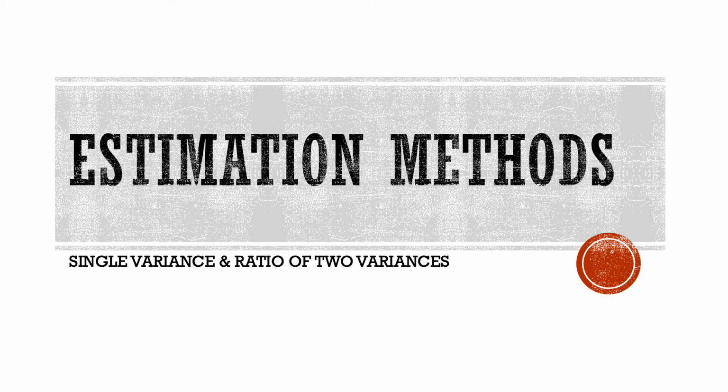Okay, we will continue on estimation method for single variance and ratio of the two variances. We will look into two examples: one for single variance and the other one for ratio of the variances. For single variance, we will look into example 26.